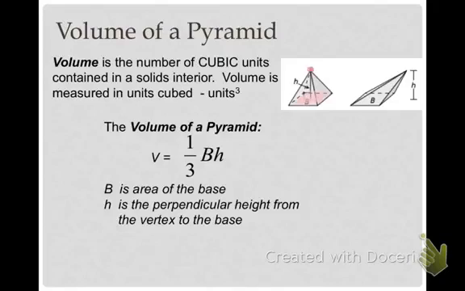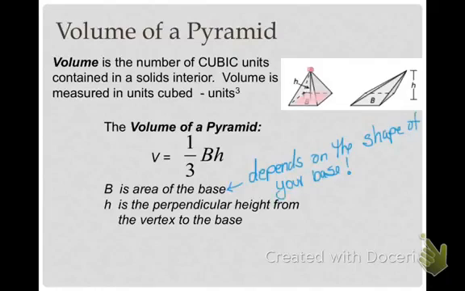And remember, a pyramid has a polygon for a base and a vertex that's on a different plane, just like a cone, except a cone has a circular base. Now the area of the base, just like in a prism, is going to depend on the shape of your pyramid, because pyramids can have all different types of polygons for bases.